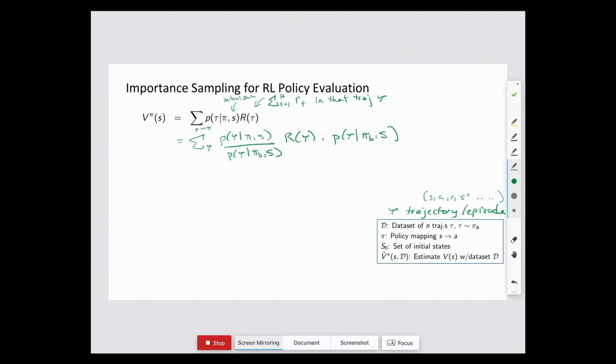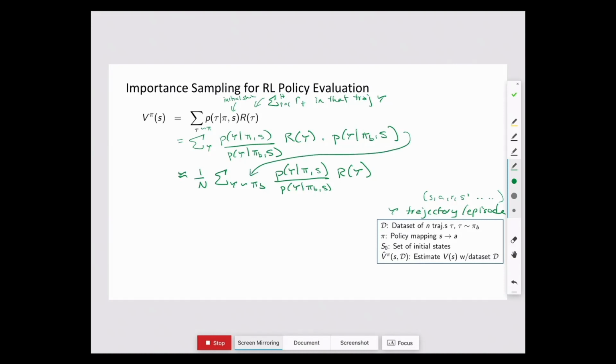And then what I'm going to do is change my sum here to say, well, this is going to be approximately equal to 1 over n sum over tau generated from my behavior policy, times the probability of that trajectory under my desired policy divided by my probability of trajectory under my behavior policy, times R of tau, where I push this part to here.